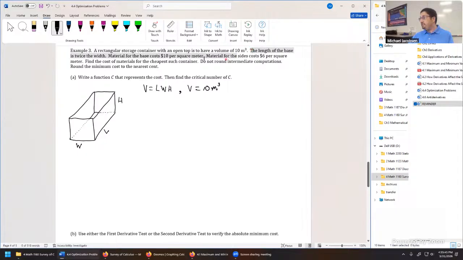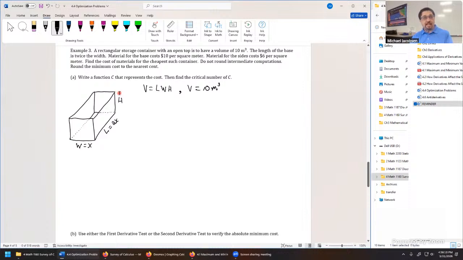And then another feature of the problem is the length of the base is twice the width. So one thing we can do now to include some variables other than L, W, and H, we want really just one variable. We can say that this is X. If the width is X and the length is twice the width, then L over here would just be 2 times X.